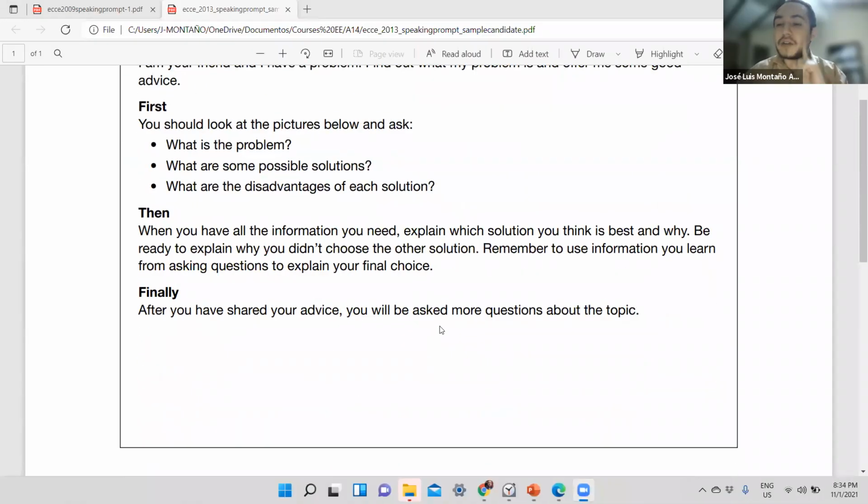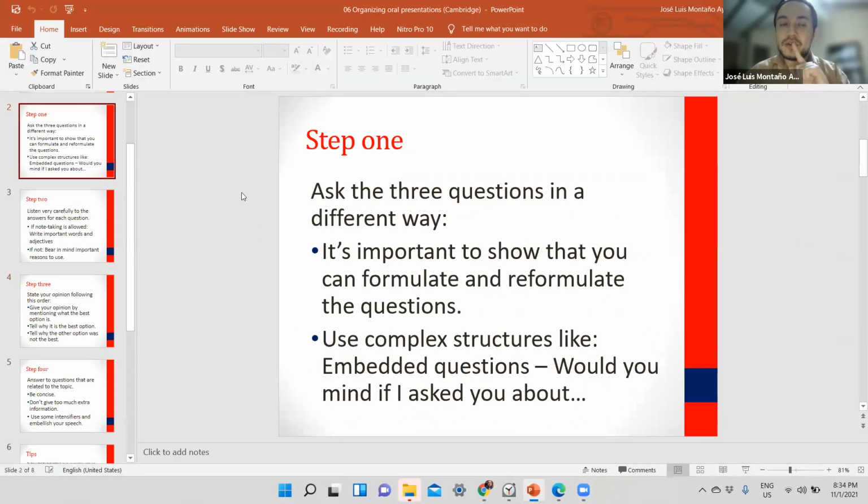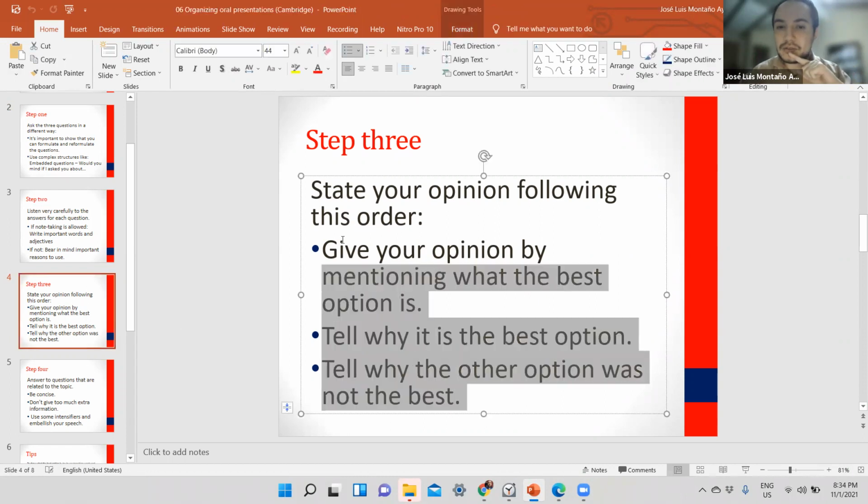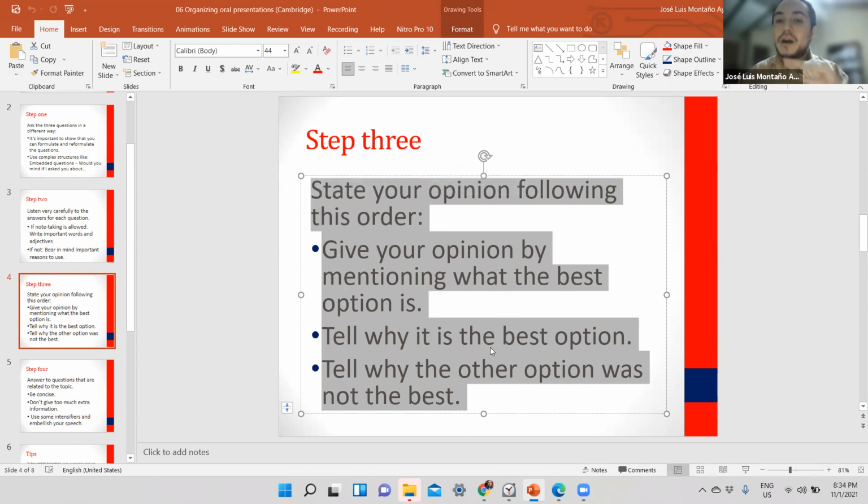Now, I'm going to share my screen again. So now what you have to do is this step. First, you have to record the questions in a different way. You have to reformulate those questions that you have there. And in the same recording, after asking those questions, you need to give me this information: give your opinion by mentioning what the best option is, tell why it is the best option, and tell why the other option was not the best.